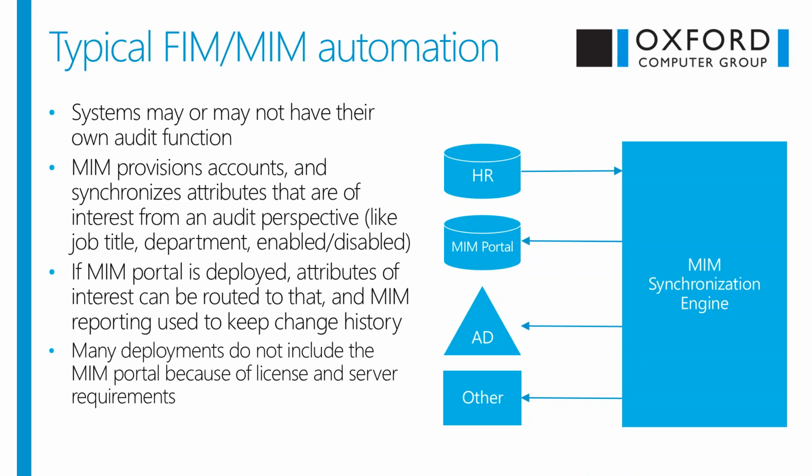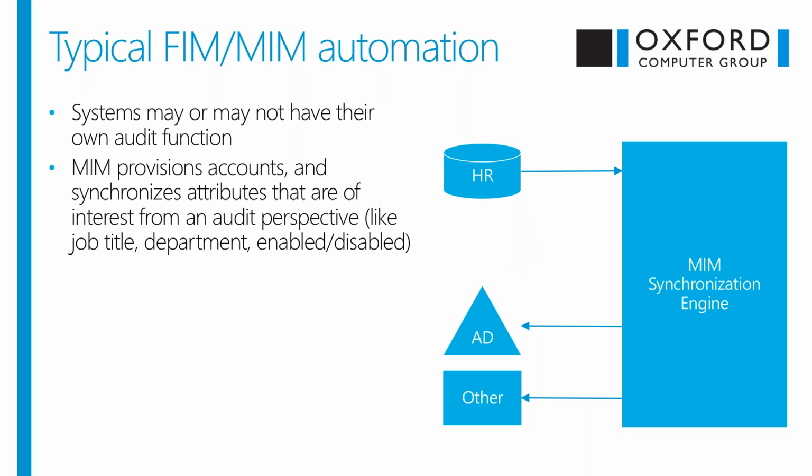Now if the MIM portal is deployed, then it is possible to flow the attributes of interest out to the MIM portal and then use MIM reporting to keep a change history, which gives you some kind of audit. The trouble is that many deployments don't use the MIM portal, either because of licensing costs or because of the additional server requirements that typically go with that. So let's imagine that we haven't got the portal, which by the way, for our customer base is typical.